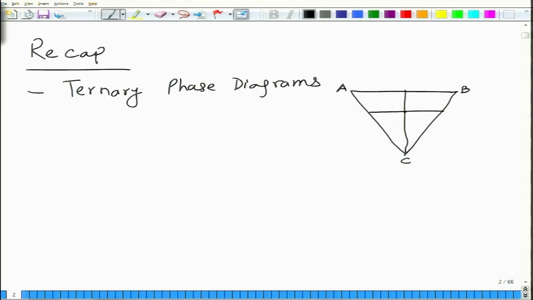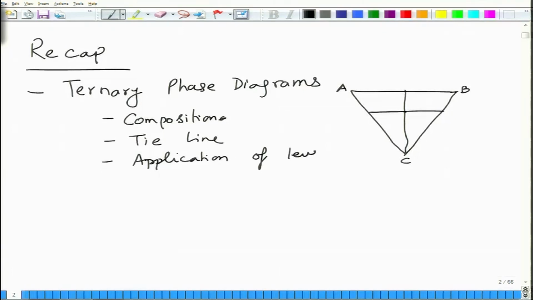case C. You can have alloys of composition with fixed A by B ratio, or B by C ratio, or C by A ratio. And then we also introduced the concept of, so first thing was composition, then we looked at the tie line, we looked at application of the lever rule, and so on and so forth. And then we introduced the application of the phase rule.